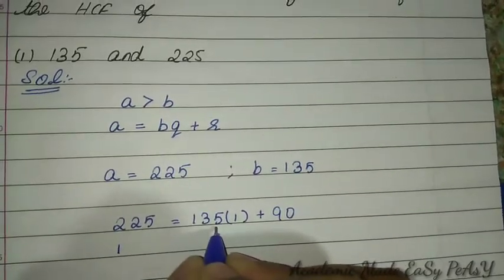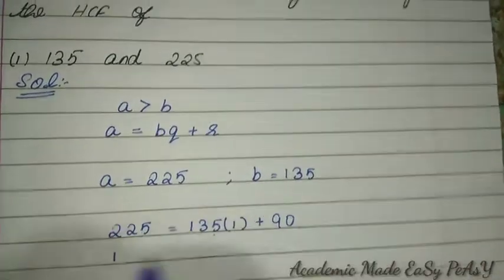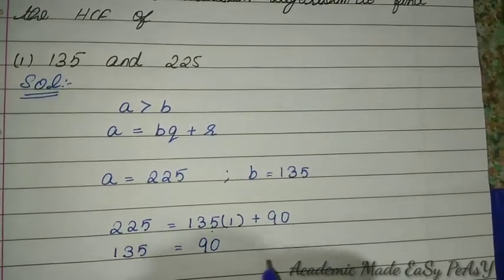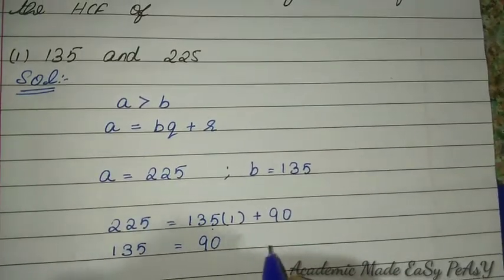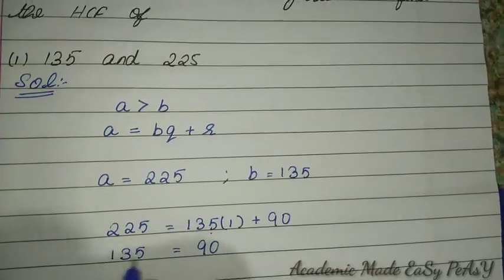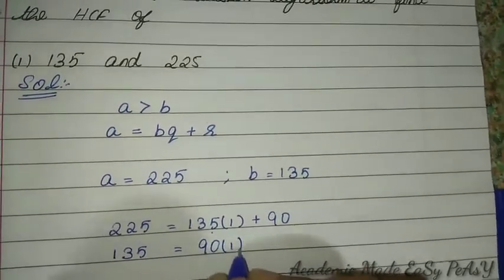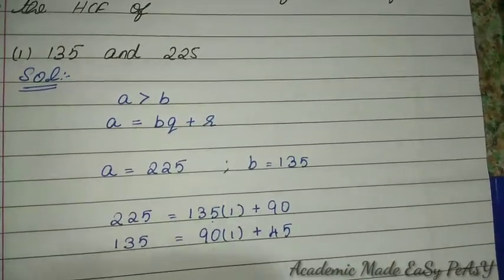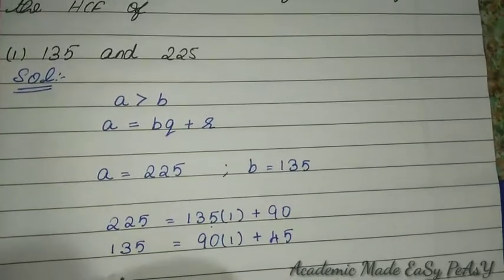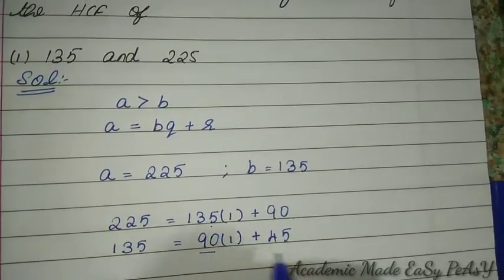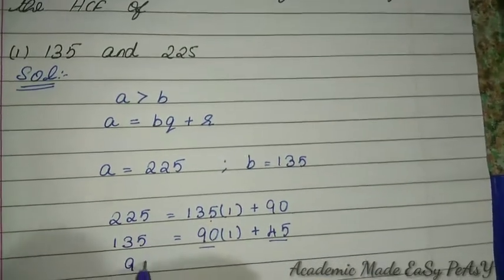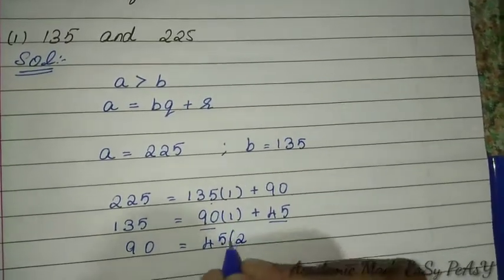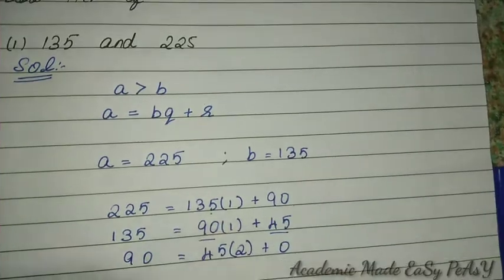So this becomes my A and this becomes my B. 135 is equal to 90. I should multiply with something, isn't it? If I multiply with 2, I will get more than 135. So I'm multiplying with 1 itself. So plus 45. So if I add 90 and 45, I will get 135. So next my step will be, this one is A and this one will be my B. So 90 is equal to 45 into what I will get 90? 2 times. So 2 plus the remainder becomes 0 over here.